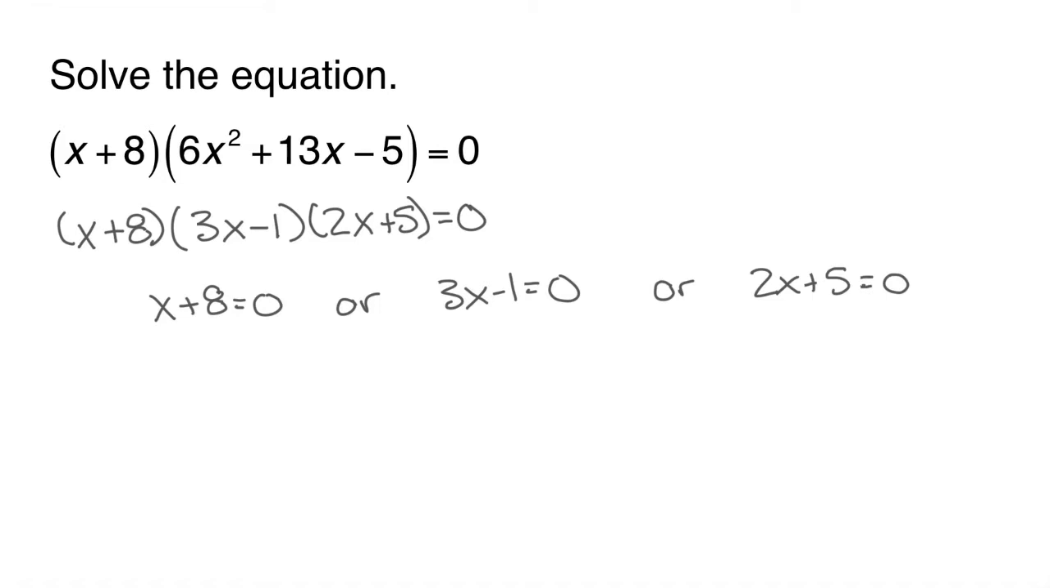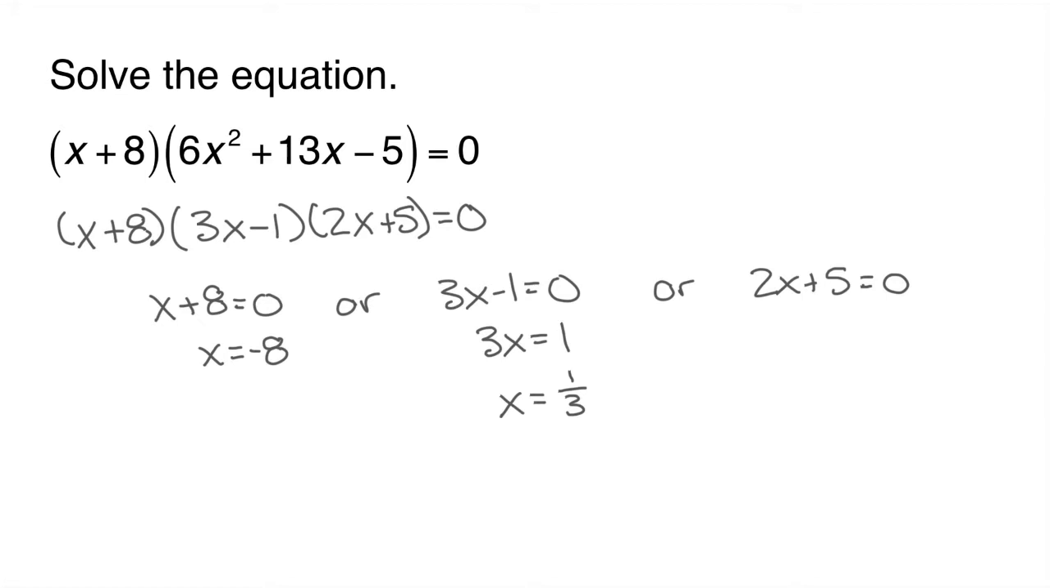Now we solve each equation. Solving x plus 8 equals 0, we subtract 8 from both sides to get x equals negative 8. Solving 3x minus 1 equals 0, we add 1 to both sides to get 3x equals 1, and then we divide both sides by 3 to get x equals 1/3.